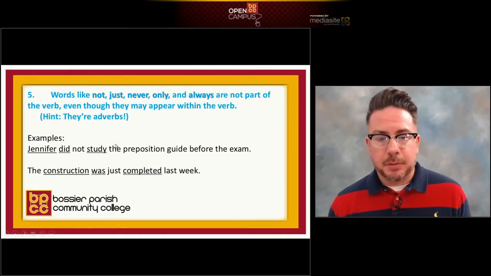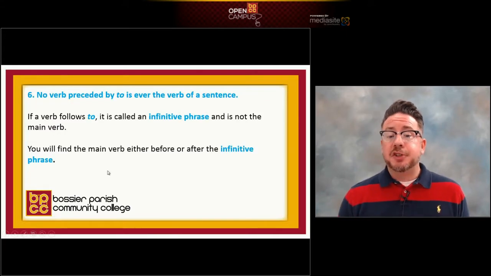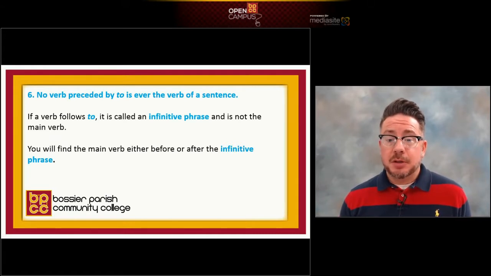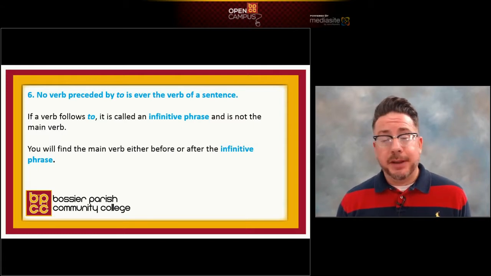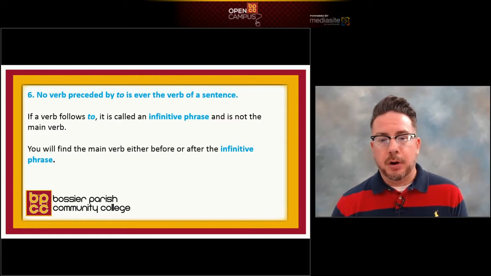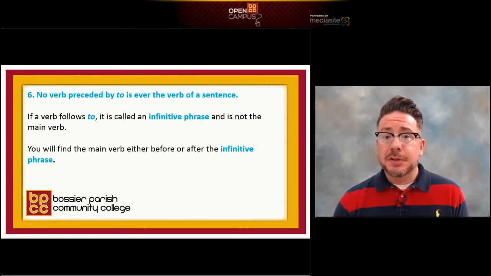Look at another example. The construction was just completed last week. Construction is our subject, was completed is the verb. Just is an adverb, so even though it falls right in the middle of those two, it is not part of the verb.